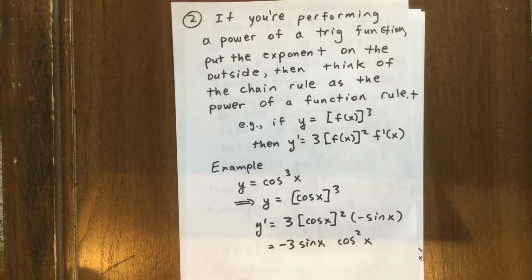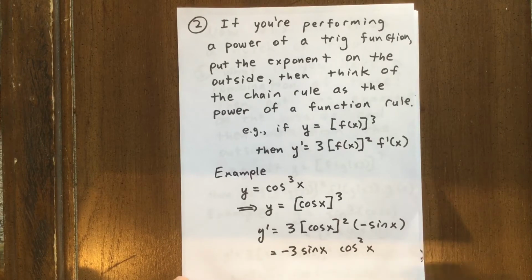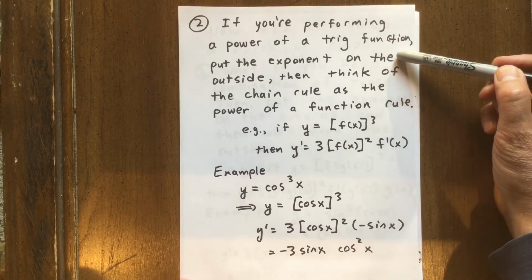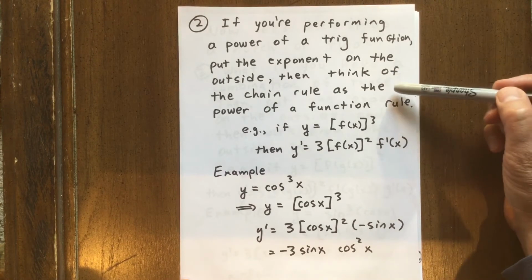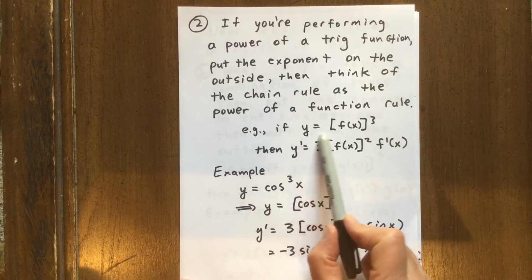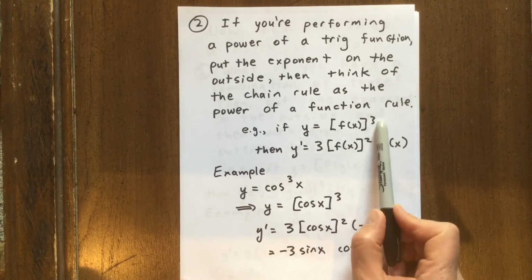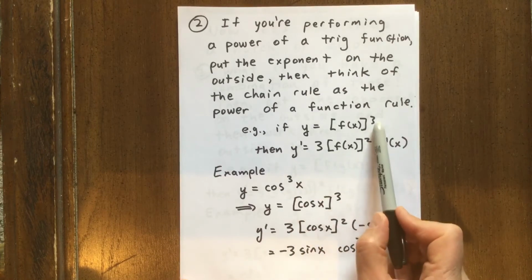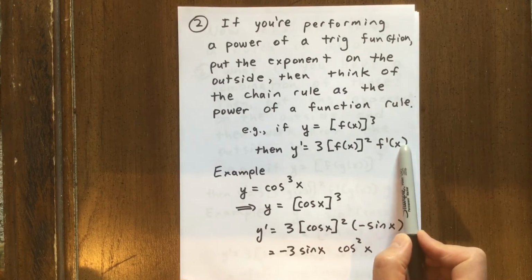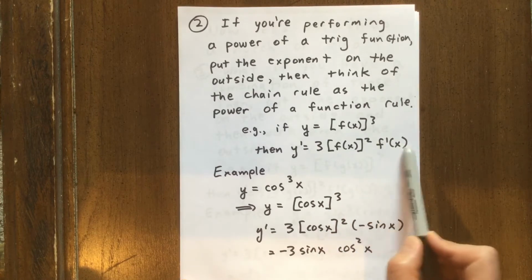Okay, well, what if you're performing a power of a trig function? In other words, you have cos squared or sine to the 3, something like that. Well, what we're going to do in that case is put the exponent on the outside and then think of the chain rule as simply the power of a function rule. So something I see students are usually pretty good at is realizing that if y equals a function cubed, then the derivative is equal to 3 times that function squared times the derivative of the function. In other words, the derivative of block cubed is 3 block squared times the derivative of block.